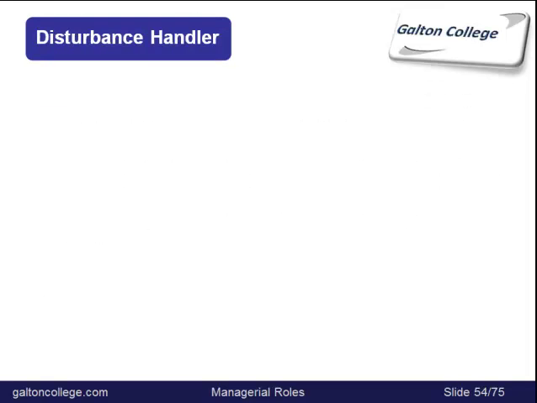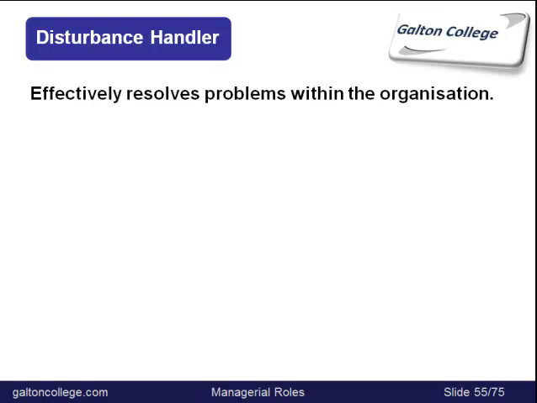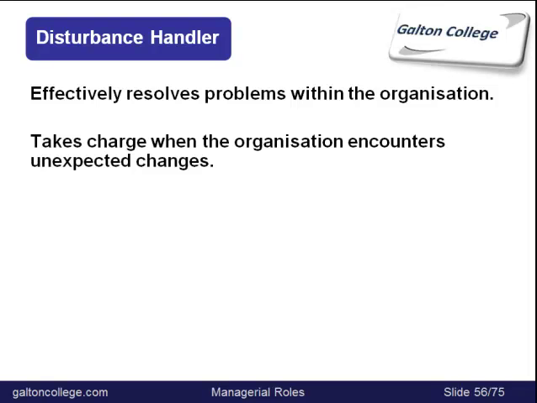As for disturbance handlers, well, this is when there is conflict within the organization and the manager is able to resolve it through negotiations or through talking, through trying to find an equitable solution so that all are happy. The disturbance handler can also take charge when the organization encounters unexpected changes. It's not just conflict within the organization, but there might be unexpected changes.